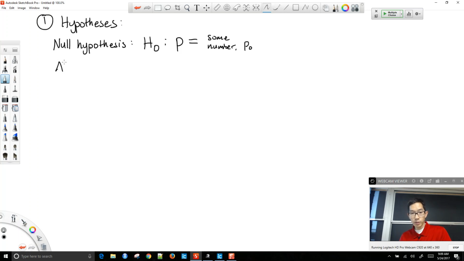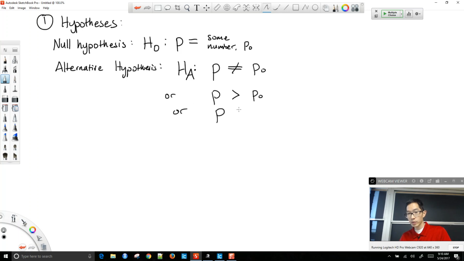And then the alternative hypothesis, HA, is identical to the null hypothesis, except we replace the equal sign with a not equal sign, or we say P is greater than P0, or P is less than P0. Our choice of not equal, greater than, or less than depends on the question written.